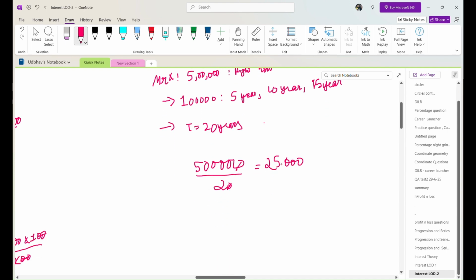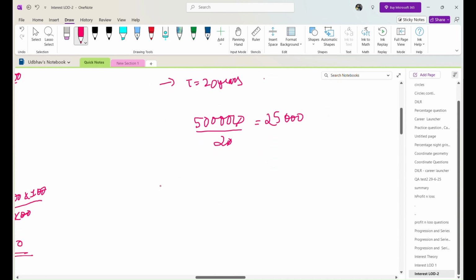And now on the first year, he has 5 lakh rupees. So the interest will be very high because he has an amount of 5 lakh rupees and 10% interest on that. That's a very high amount. And at the end of the first year, how much will he repay? 25,000. So 25,000 he gave back to the bank or wherever he borrowed from.